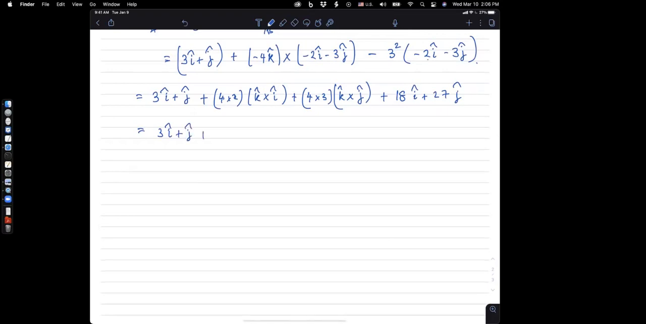I'm just going to power through this. 8k cross i is, if the cross products go in the order i, j, k, then k cross i is going to be j, because it's in the cyclic order: k, i, j, k, i, j, k. So this is going to be a plus j. k cross j, you're sort of going backwards. j is before k, so that's going to be a negative i. That's the way to remember it.